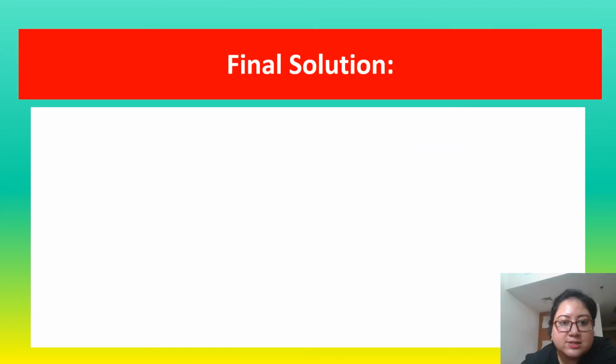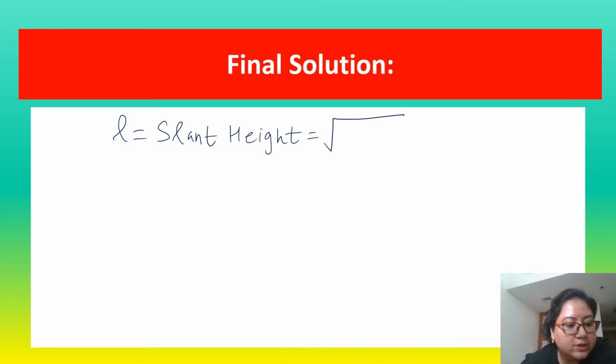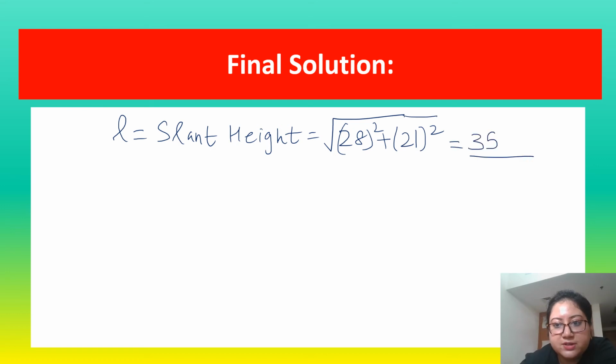Okay, so in the last slide, we tried and solved, and we tried to find the value of the slant height of the cone, which is L. So I'm sure you all must have got the slant height correct. So when you solve that expression of 28 whole square plus 21 whole square, you would have got 35 centimeter as the slant height.